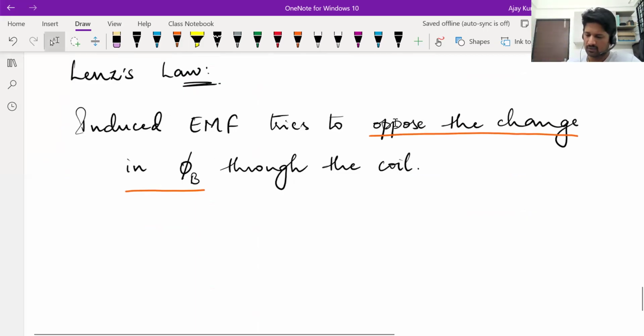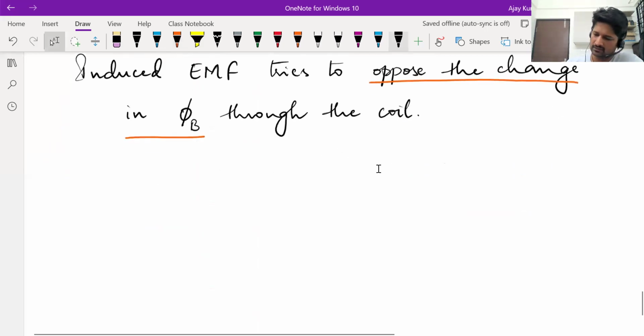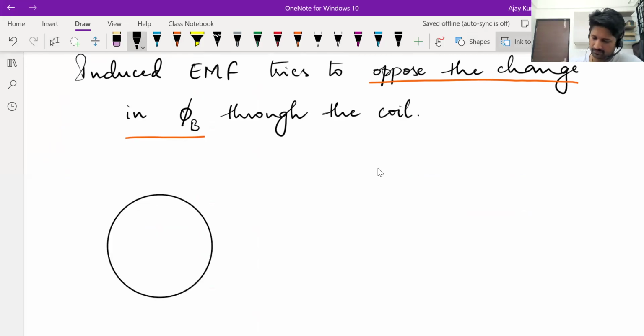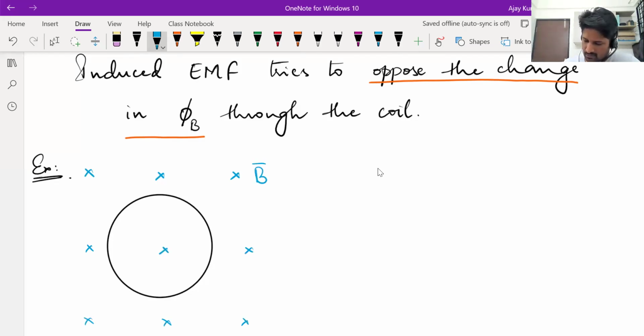Let us discuss what exactly it means by opposing. Let's consider a simple circular loop. Assume there is a magnetic field. This is the original magnetic field, produced by some other agent, not by the loop. So this is the external magnetic field. This is not the loop's magnetic field.